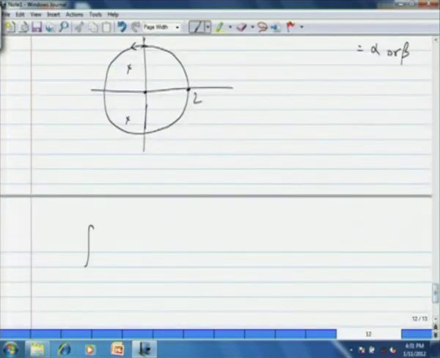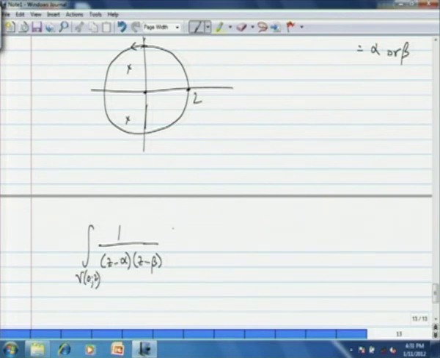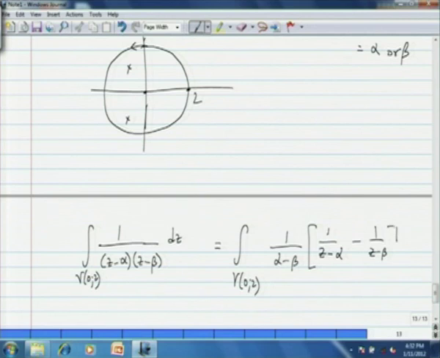What we can do is use partial fractions to separate the factors in the denominator. So, allow me to factorize this as z minus alpha times z minus beta over gamma 0 2, dz. Now, I will separate the integrand into partial fractions. So, this is integration over gamma 0 2 of 1 by alpha minus beta times 1 by z minus alpha minus 1 by z minus beta, and then dz.